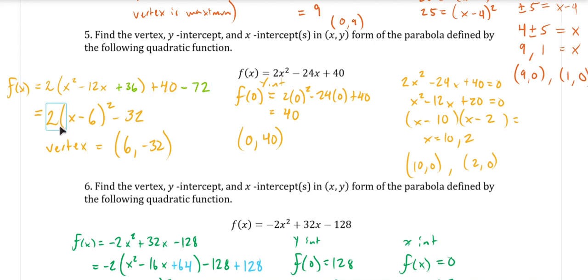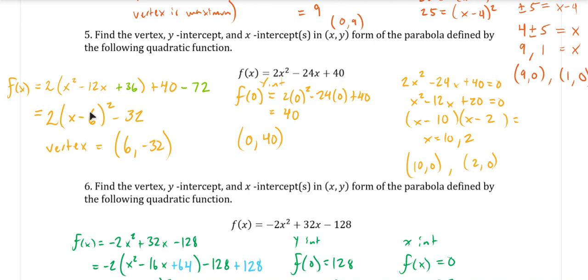Looking at this, now we have put it in a times x minus h squared plus k form. So we have a parabola with a vertex at (6, -32). It opens up, it's got a negative y value on its vertex, so we know it's going to have x-intercepts. The y-intercept we find by plugging in 0, which is actually most easily done in this first equation. If I plug in 0 here, these two terms go away, and I'm just left with a constant coefficient of 40.